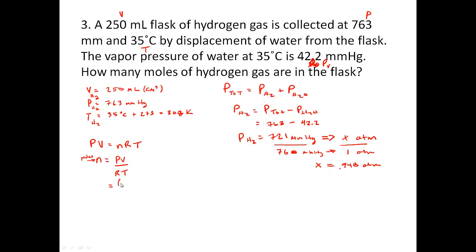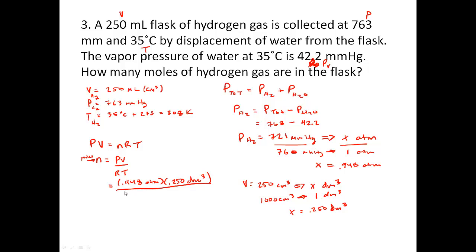I'm going to go ahead and put that in. So 0.948 atmospheres. Our volume, I am going to need that volume in decimeters cubed. So how many decimeters cubed is 250 centimeters cubed? Again, just set up a ratio. We don't know this, but we do know that there's 1,000 centimeters cubed in 1 decimeter cubed. x is going to be equal to 0.250 decimeters cubed.